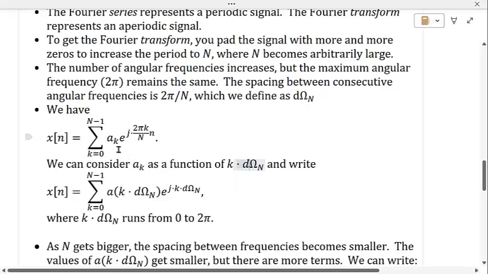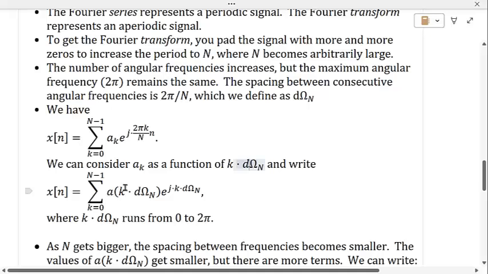Because there's a 1-to-1 mapping between the index k and the value of k times d omega N, you can define it either way. Again, I'm just trying to make a into something that looks more and more continuous. Now, the other thing is that k times d omega N is going to go from 0 to 2 pi. Right? Because the value of d omega N is 2 pi over capital N, and k runs from 0 to N minus 1. Right?